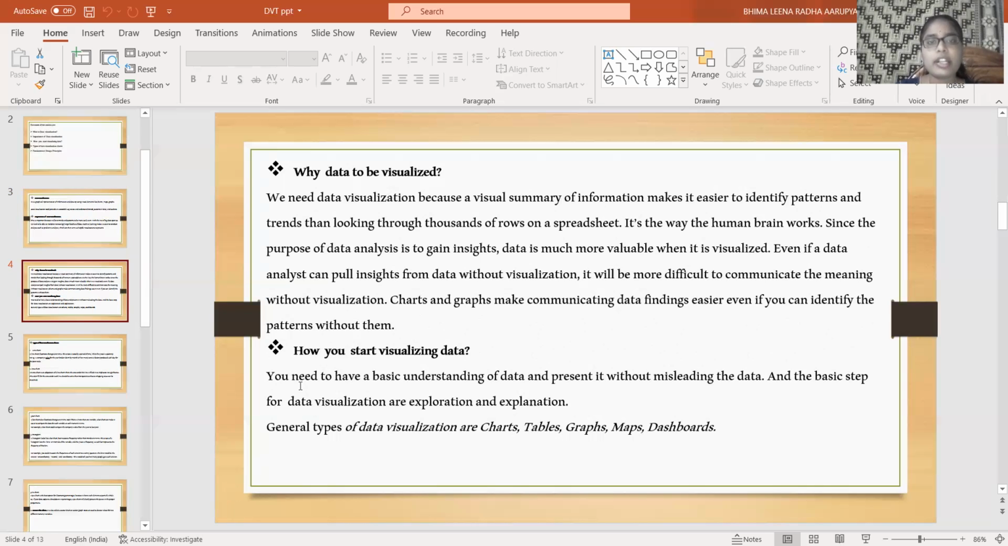See, we'll look at how you start visualizing the data. How will we start visualizing the data? First, we need to have a basic understanding of the data and present it without misleading. Firstly, we need to have enough required data with us, without any wrong information or any errors in the data. And the basic steps for data visualization are what? Exploration and explanation. These are the basic steps of data visualization. How is data visualization done? Basically it is represented by charts, bar graphs, maps, dashboards. All these are representations of data visualization.